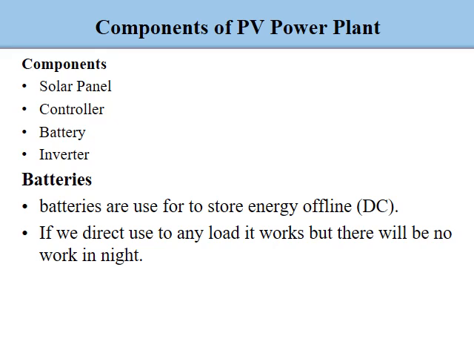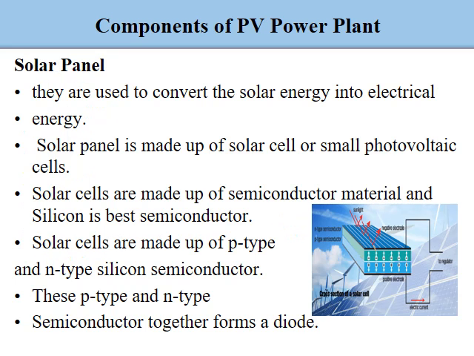Components: solar panel, controller, battery, inverters. First is batteries. Batteries are used for the storage of energy. If we directly use it for any load, it works, but there will be no work in night or a cloudy day. So batteries are used for this. The next one is solar panel. This is the main part of photovoltaic power plant.